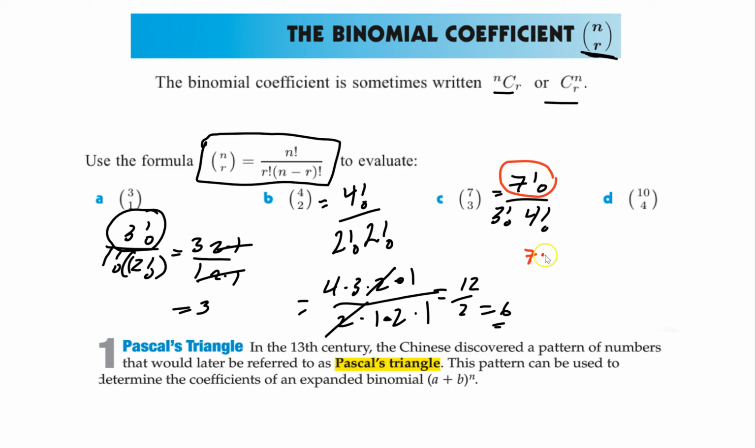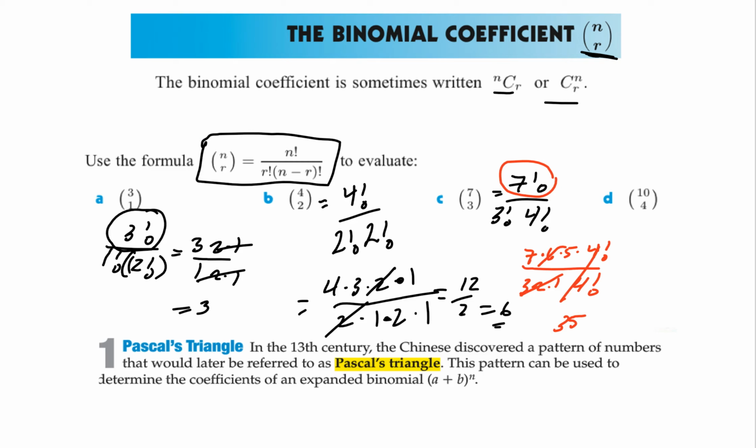So 7 times 6 times 5 times 4 factorial. I'm going to stop there because I know that's going to cancel with the 4 factorial on the bottom. This one I could write out as 3 times 2 times 1. So these cancel. If you notice, 3 times 2 times 1 is 6, that cancels out the 6 there, and all I get is 7 times 5, which is 35.